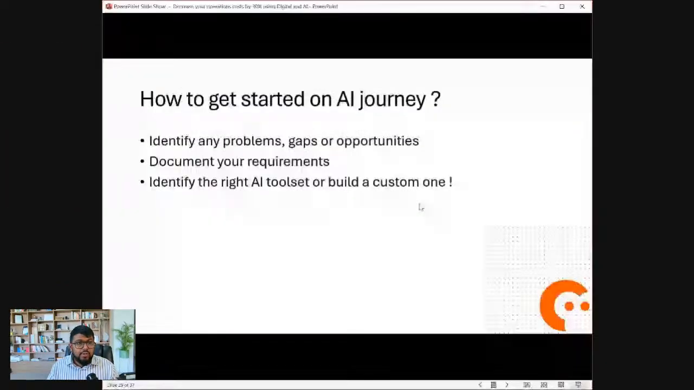Perfect. So how do you get started on the AI journey? There are 3 simple steps. First step is to identify any problems, gaps, or opportunities that you can. Second is that you document your requirements, and then finally identify the right AI toolset or build a custom one. So don't just jump on GPT or make.com and say, okay, what can I build? It's about identifying the problems first. What do you really want to build out of it? What is the problem? What is the gap? What is the opportunity that you're trying to solve?